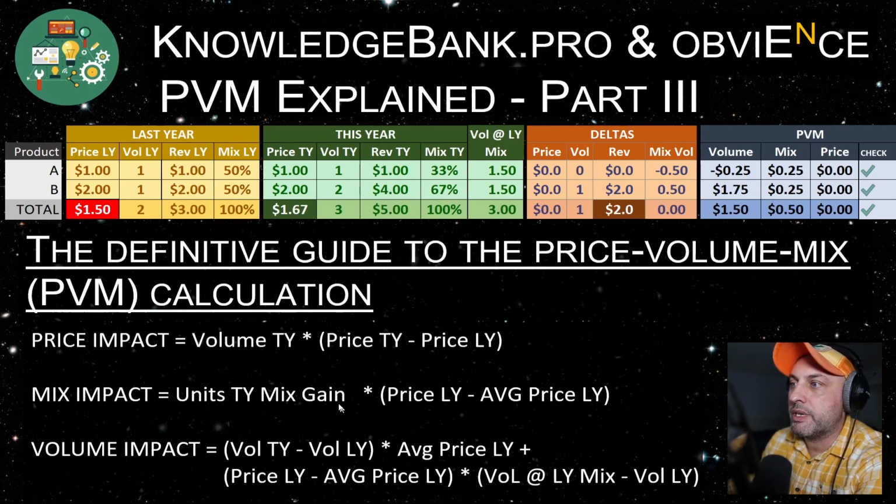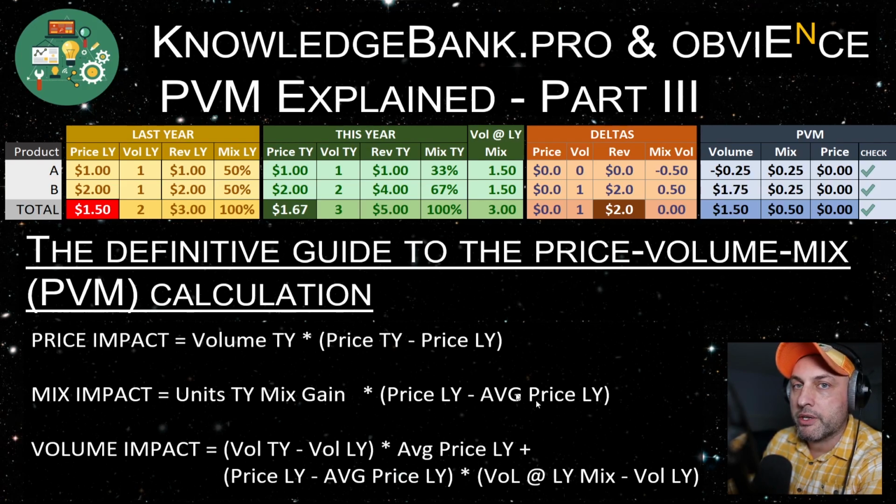All we need to do is take our units this year mix gain, which is this column right here, and multiply it by the difference between the current price of the product, because we're going to do it one product at a time, and the average price. In my prior videos, I explain exactly and play with different scenarios to show you how that mix is calculated, what constitutes positive mix and negative mix. So if this is not 100% clear, I refer you back to my prior videos.